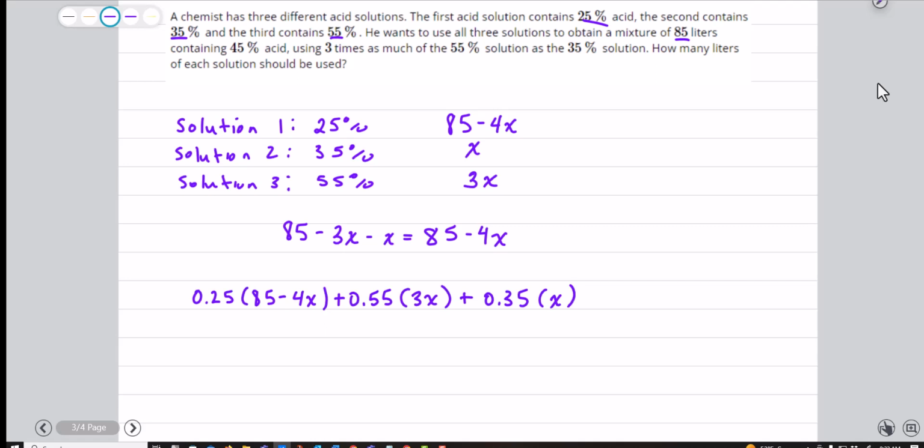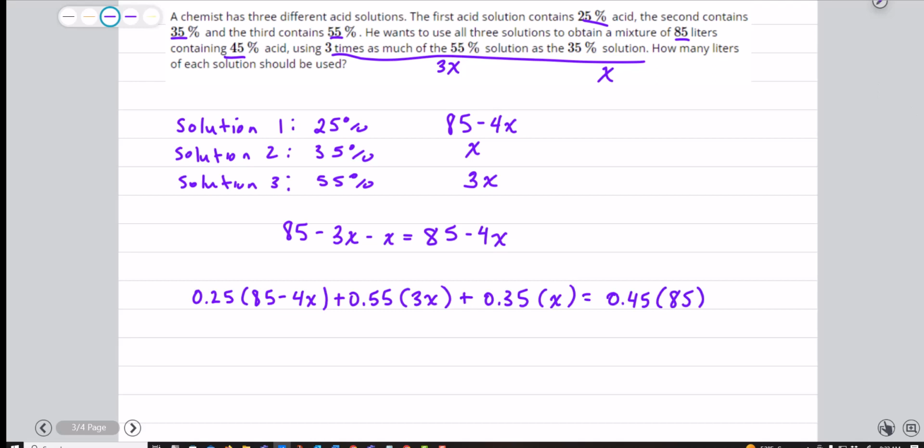So I have each solution, okay, and these are basically the amounts, okay? So 3 times as much as the 55 as the 35. So whenever they say something like as the 35, this would become my variable. And this is where I got the 3 times, and then I need a total of 85, so that's where I get my solution 1. All right, and so what is this going to equal? 45% of the total acid, which was 85 liters.